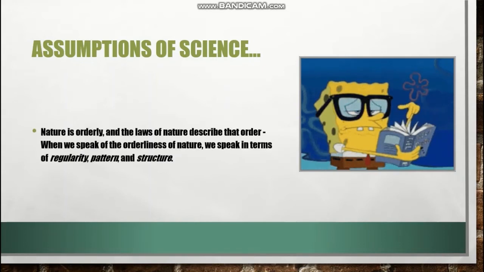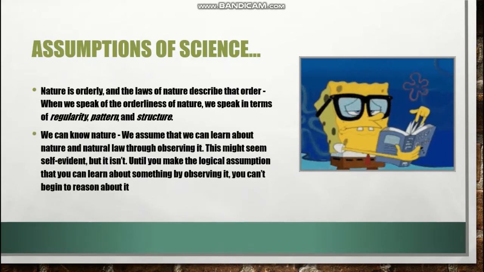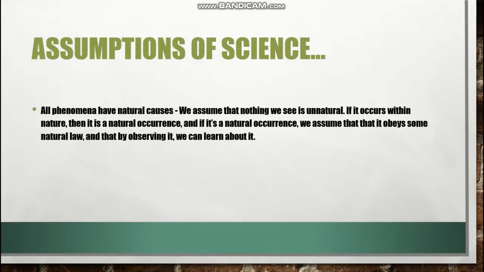Assumptions of science. Nature is orderly, and the laws of nature describe that order. When we speak of the orderliness of nature, we speak in terms of regulatory pattern and structure. We can know nature. We assume that we can learn about nature and natural law through observing it. This might seem self-evident, but it isn't, until you make the logical assumption that you can learn about something by observing it. You can begin to reason about it.